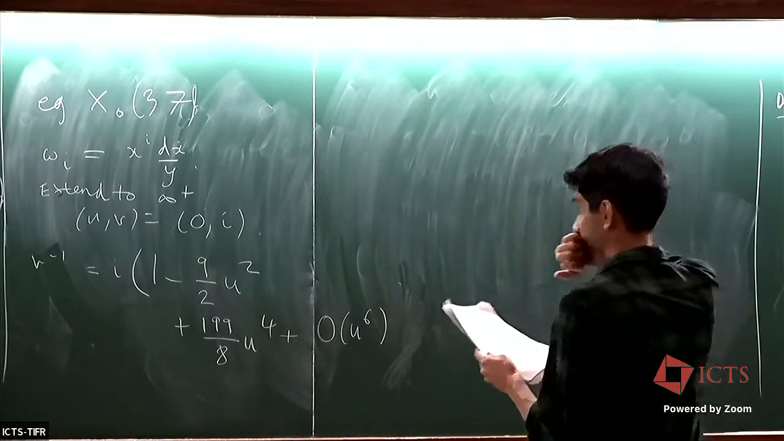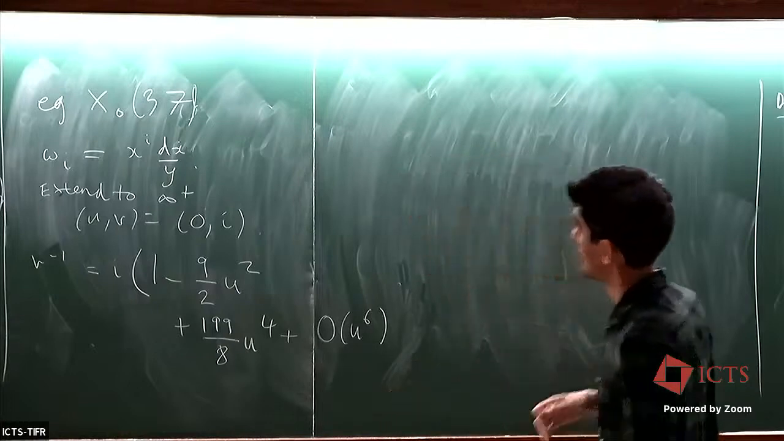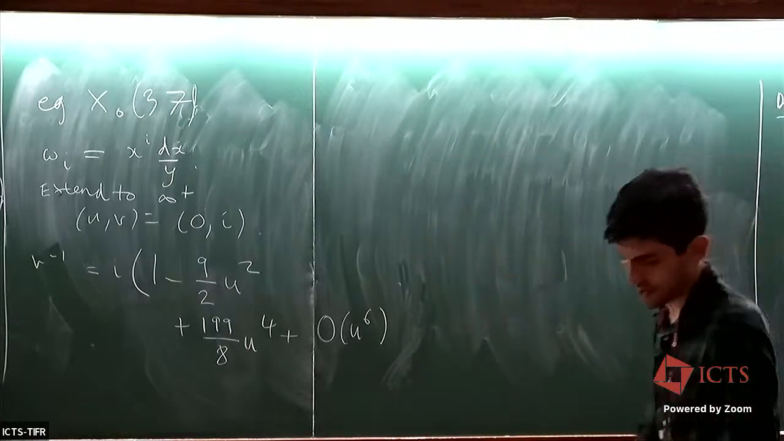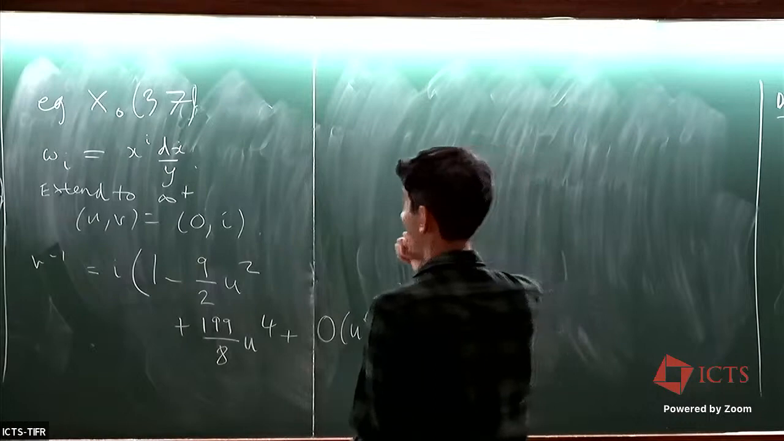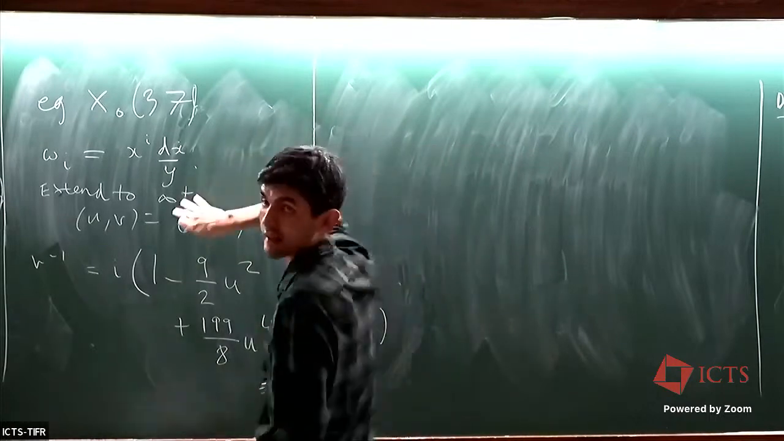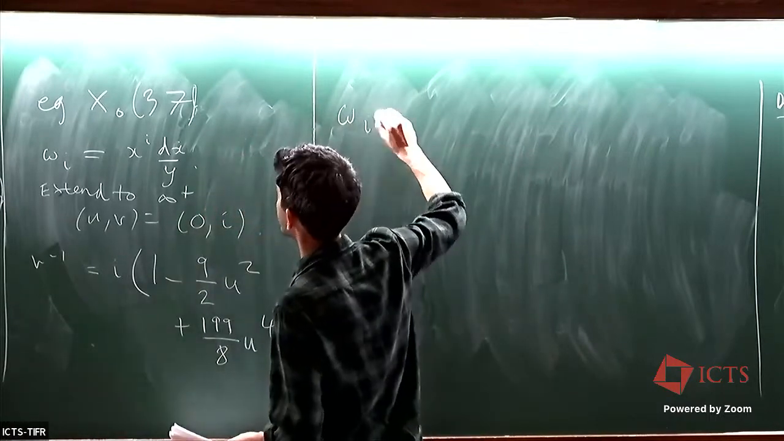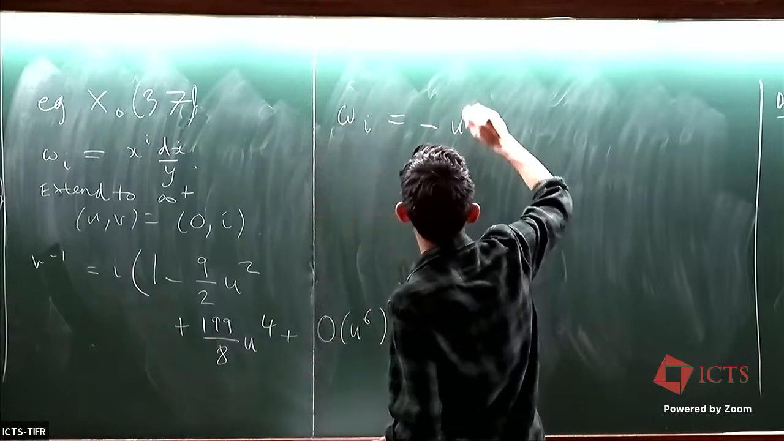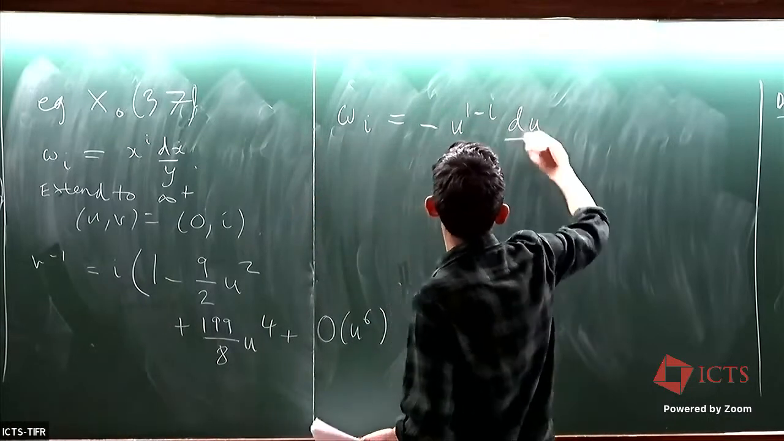Okay, so this allows us to compute the residues of omega_i. So what does omega_i look like in terms of u, v? Well, omega_i will be equal to minus u to the 1 minus i, u over v.